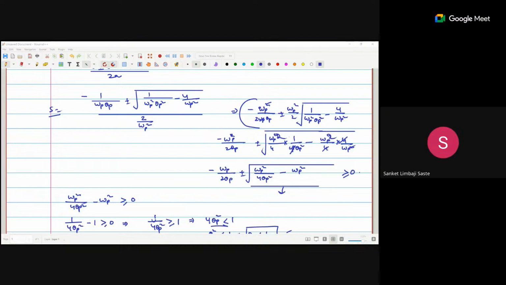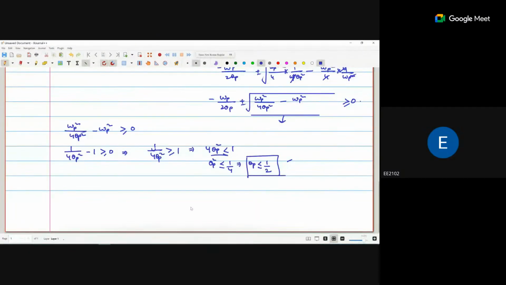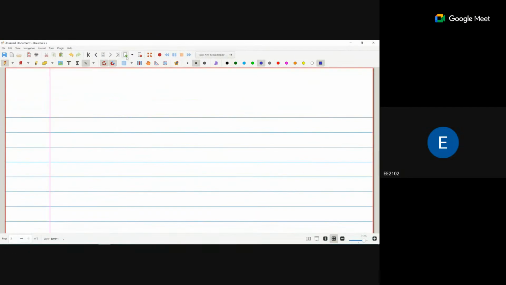Sir, if we have a first order filter, high pass or low pass, how can we calculate the cutoff frequency? Sometimes I get confused in this. How do you calculate the cutoff frequency?